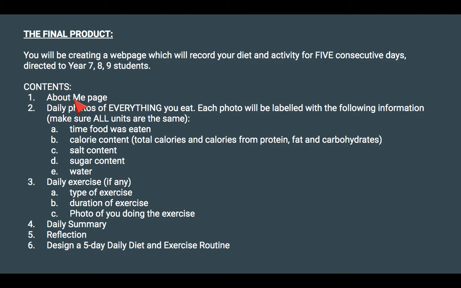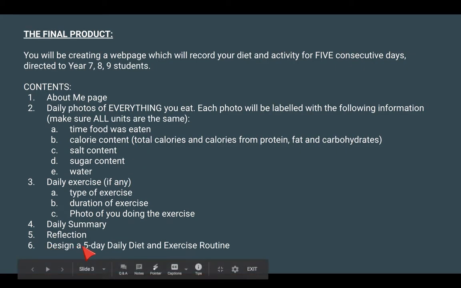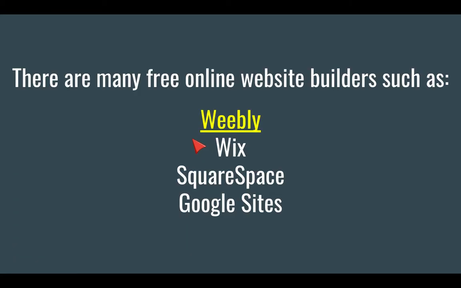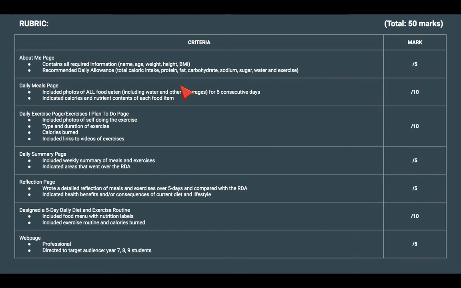So you will have an About Me page. You will have daily photos of your food, okay? Daily exercise, your summary, reflection, and a 5 day daily diet, design a daily diet and exercise routine. This will be all in your web page, okay? This is how you are going to be marked.